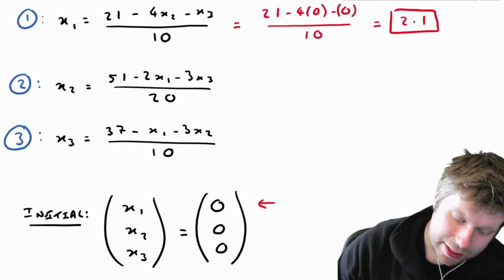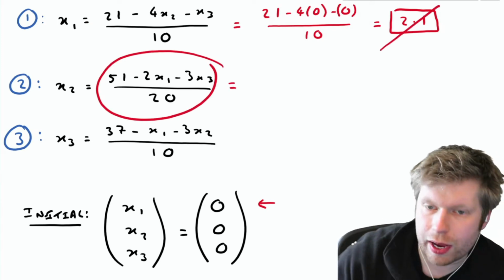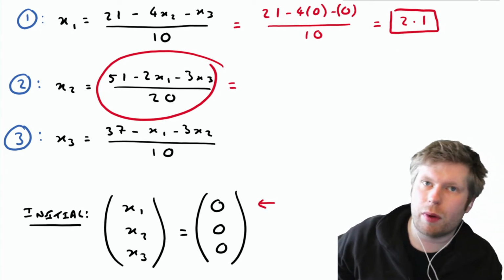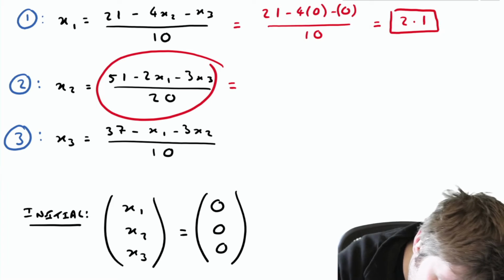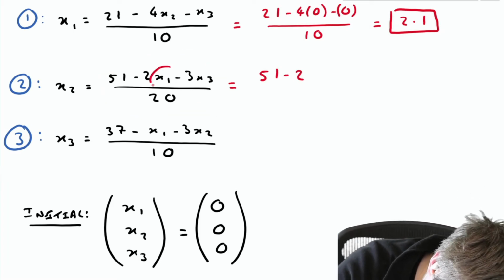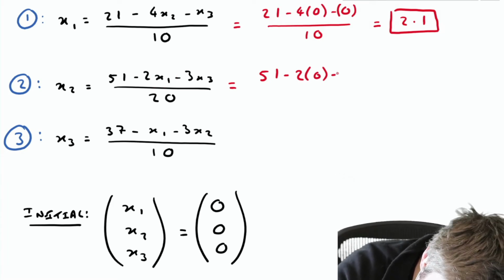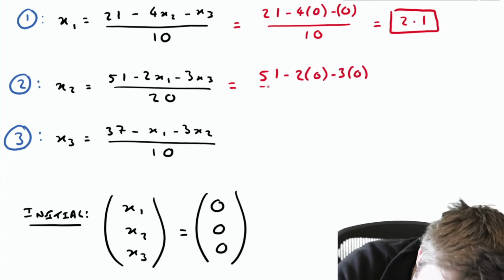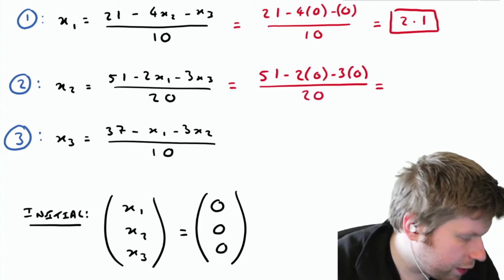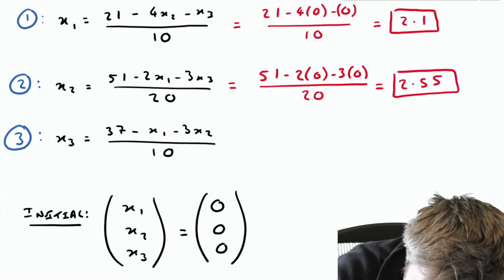If I do exactly the same thing with x2, now remember, this is my new value of x1, so I'm still going to be using my old value of x1 when I come to plug it in for my second equation. So in other words, if I plug it in, I get 51 minus 2 times my old value of x1, which was 0, so 2 times 0 minus 3 times 0, all divided by 20. Okay, so if I do that, I find that this comes out as 2.55. So that's going to be my new value for x2.